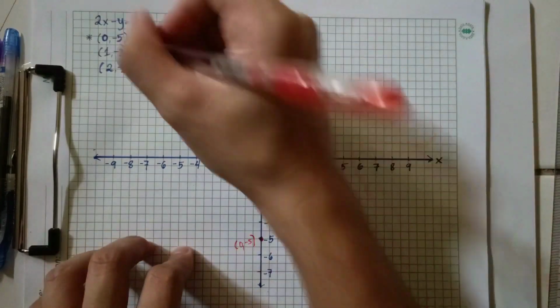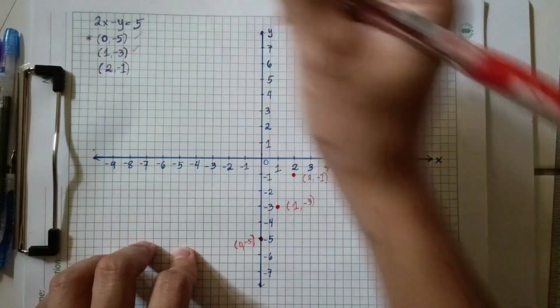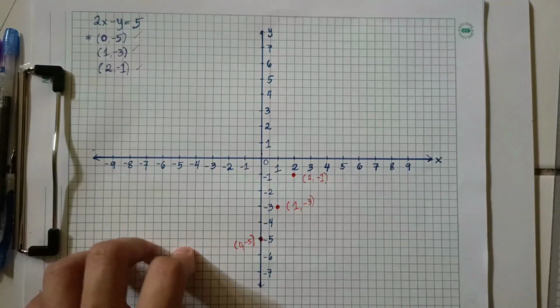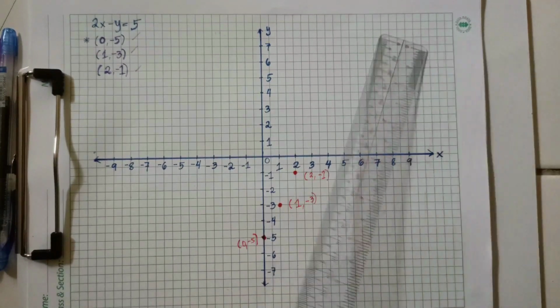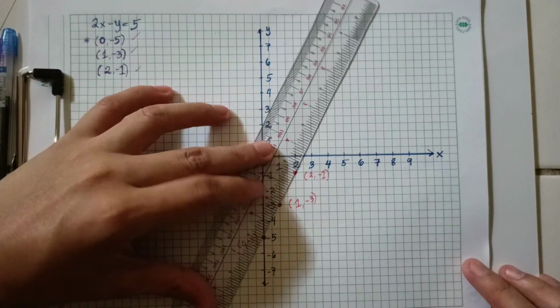Okay? So, kompleto na. We have 0, -5 nasa mismong y-axis. 1, -3. Ayan. Tapos 2, -1. Then, ang final step lang natin, i-connect mo lang. Right. Connect lang natin yung tatlong points na nakuha.